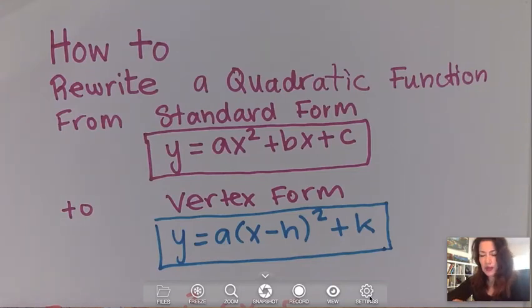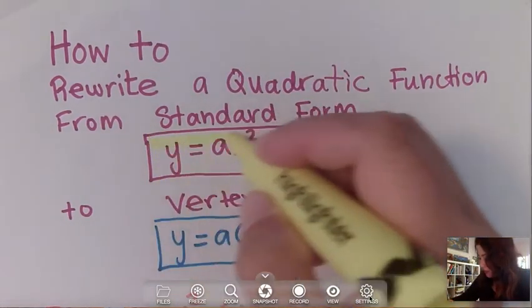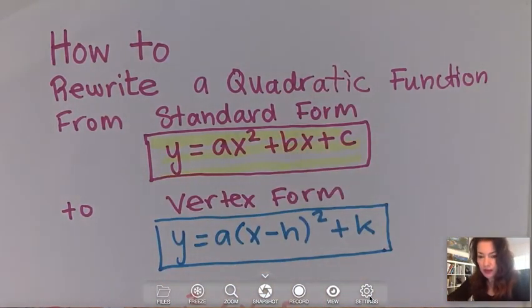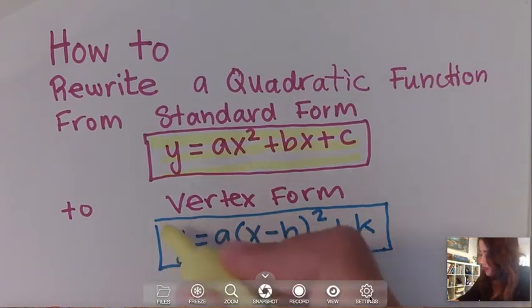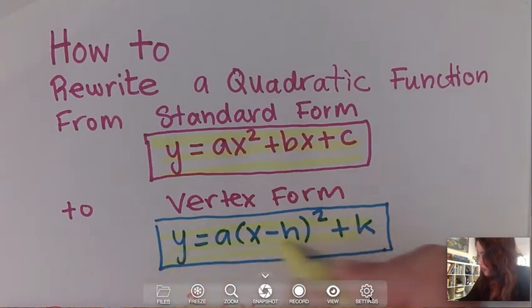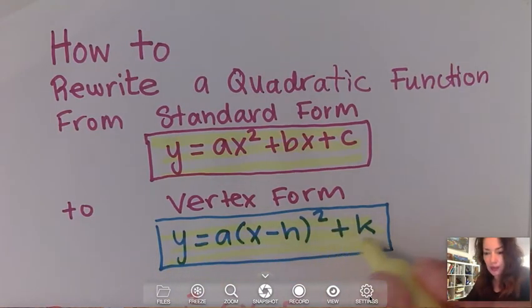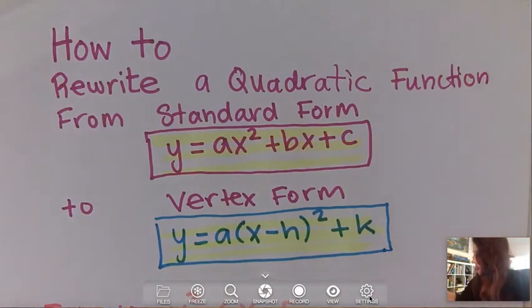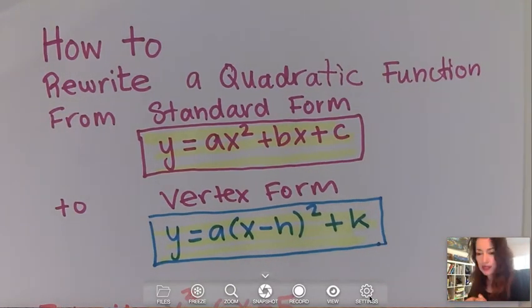Hi, in this video I'm going to explain how to rewrite a quadratic function from standard form, which is written as y equals ax squared plus bx plus c, to vertex form, also known as graphing form, which is y equals a times (x minus h) squared plus k. So we're going to look at an example to see how we can rewrite from standard form to vertex form.